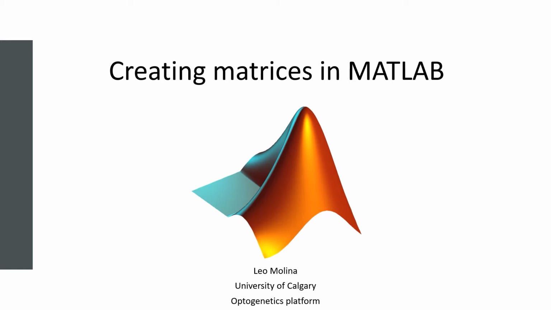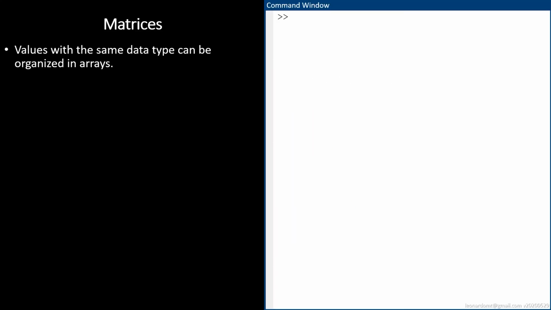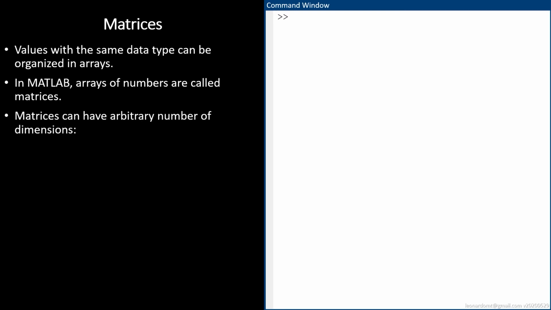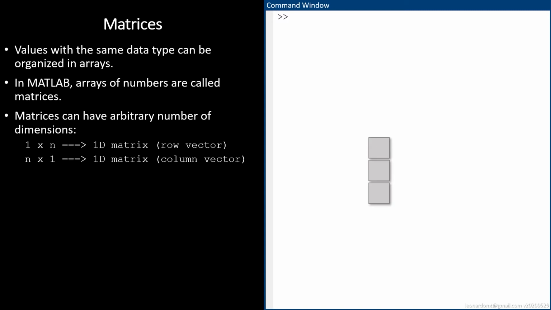In this presentation, we will review how to create matrices in MATLAB, as well as how to extract elements from them. Numbers can be grouped together in data structures called arrays. In MATLAB, arrays are typically referred to as matrices, and they can have an arbitrary number of dimensions. When elements are organized in a row, we call this a row vector, and when elements are organized in a column, we call this a column vector.